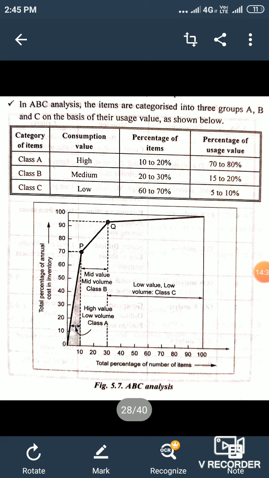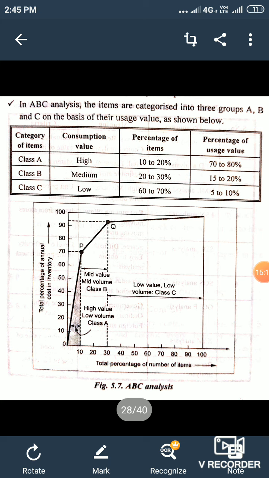representation of class B, and at class C the total percentage of number of items is 60 to 70 percentage. After 30 we take that 70 percentage, and in y-axis after class B we will take 5 to 10 percentage. The area under the graph beyond the Q gives them C class.